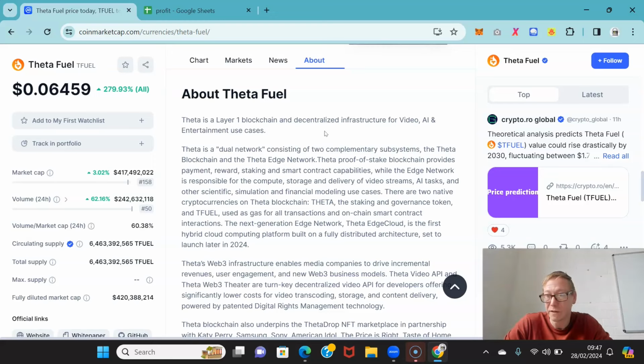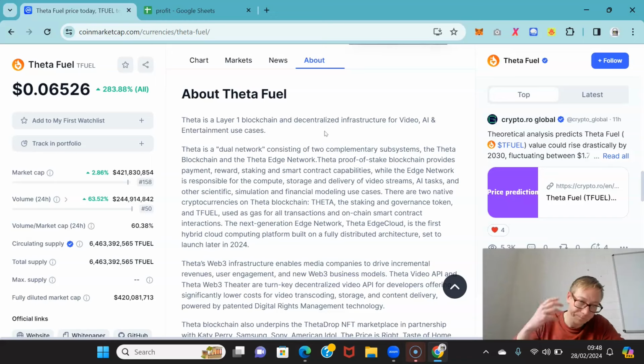Theta have created a dual token system. The dual token system is based on rewarding people for participating in this infrastructure. So you earn Theta Fuel, as an example, if you were to share your bandwidth and enable the delivery of the video streams. So they've got the Theta blockchain, and then they've got the Theta Edge network. The Theta blockchain provides payment, reward, staking, and smart contract capabilities. But the Edge network is responsible for the compute, the storage, and the delivery of video streams, of AI tasks, and other scientific simulation and financial modeling use cases.